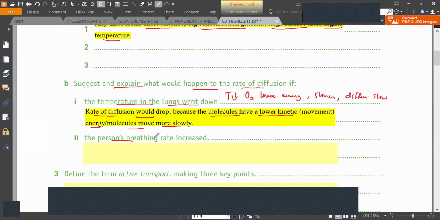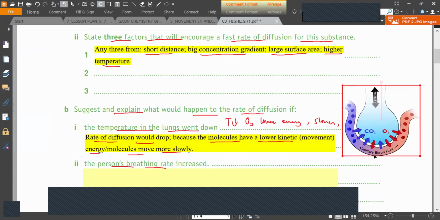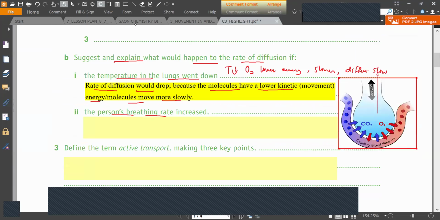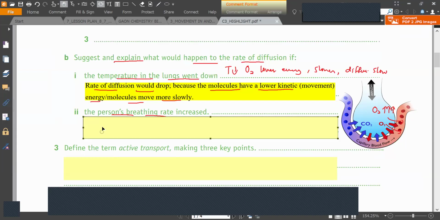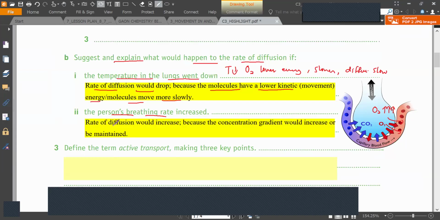A person's breathing rate increases. This is straightforward. We breathe faster, so we will be having more and more oxygen. So the diffusion will happen faster in this case because we have a higher concentration gradient. Next. So we expect the rate of diffusion would increase because the concentration gradient would increase or be maintained.